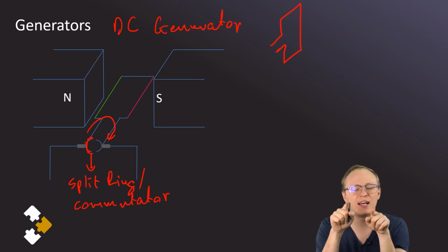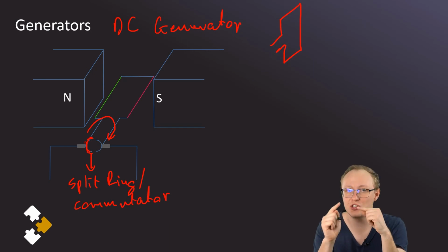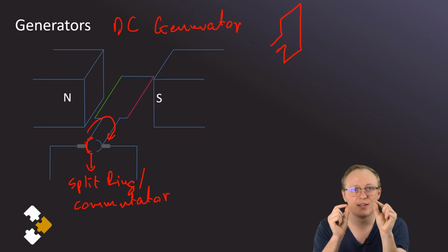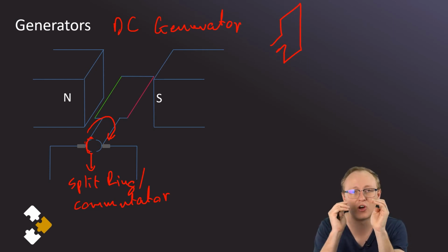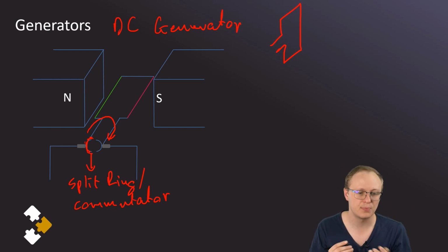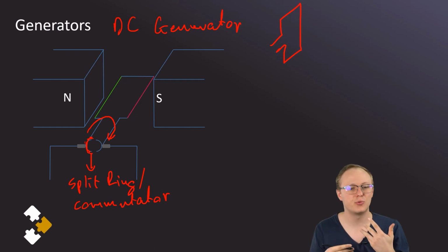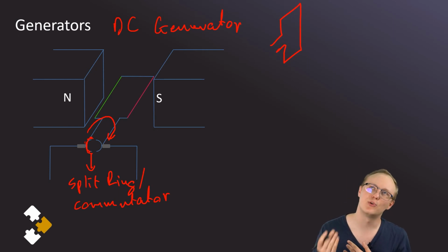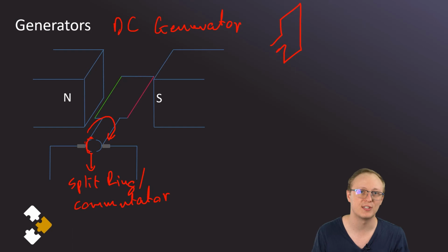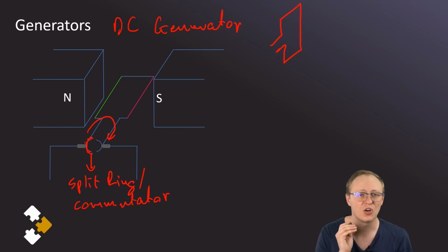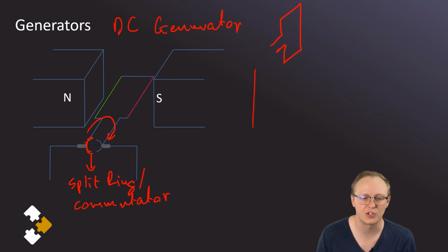It means that as soon as the current changes direction within the armature, the side that a particular side of the armature is connected to changes because of the split ring. So as the current reverses in the armature, the sides that the armature is connected to also reverse, and if you reverse a reverse, you get what you started at. That means that in the external circuit, the current is going to continue flowing in the same direction.